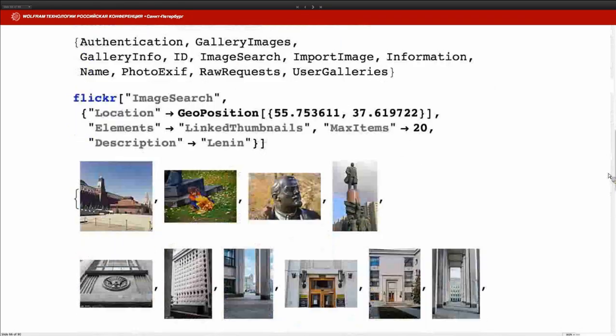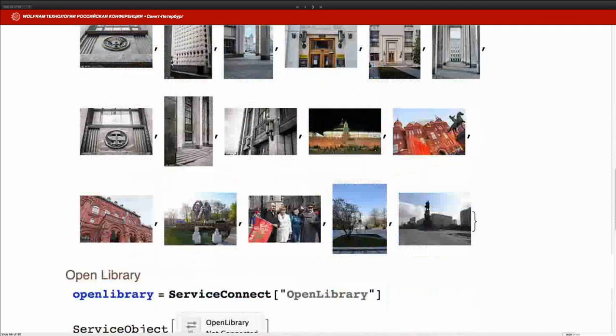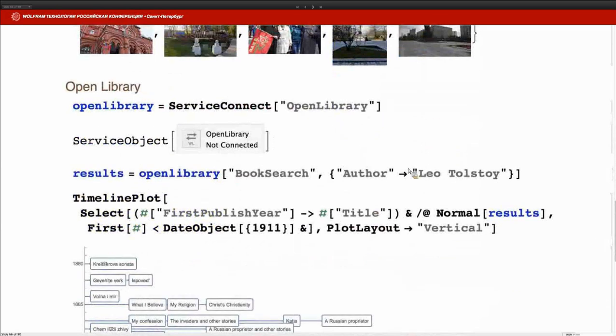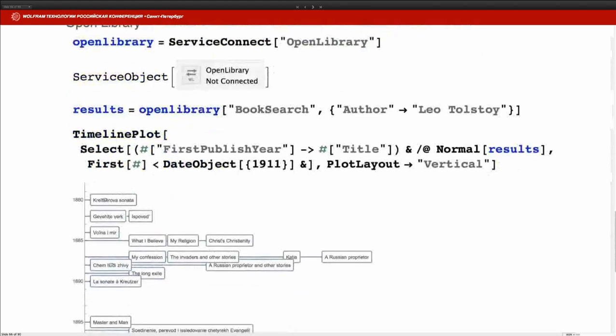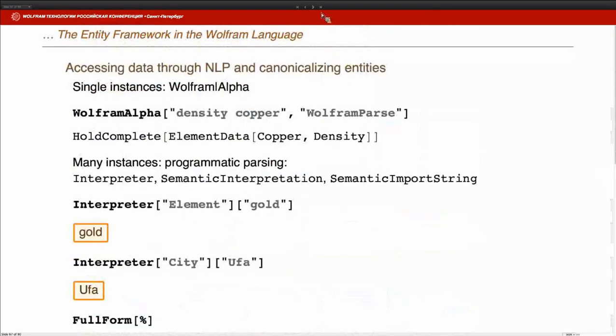Or Flickr, I can say, give me a couple hundred pictures from people that were made near the Lenin Mausoleum. Or I can ask the Open Library service connect, give me all books from Leo Tolstoy, when they were first printed. I can make a timeline quickly. So it's very nice how all the functions quickly work together.